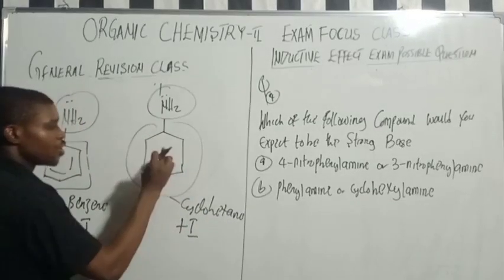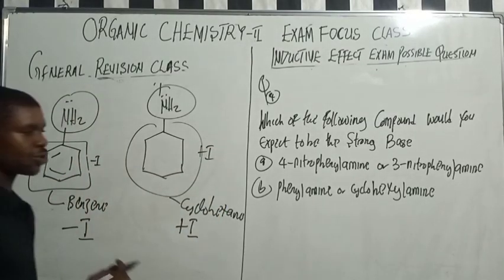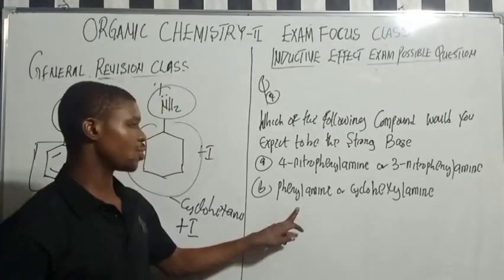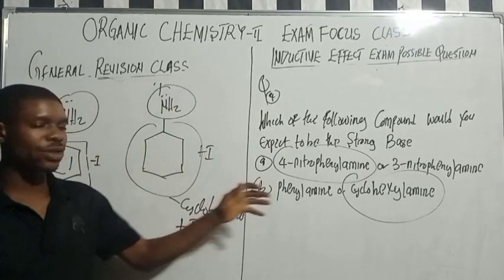The reason is because this is what the plus I effect does to nature and what the minus I effect does. So this is higher than this, so you can circle out this guy. You can circle out this guy here. So that is it for the inductive effect.